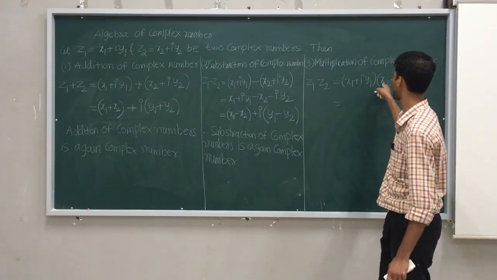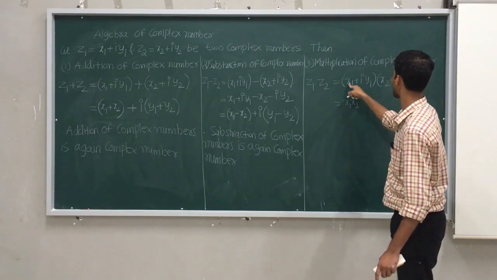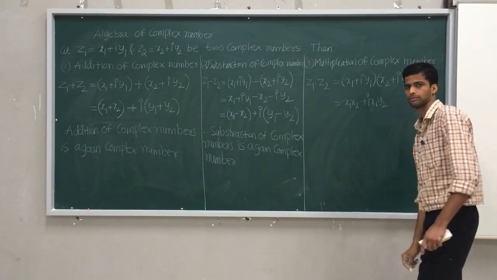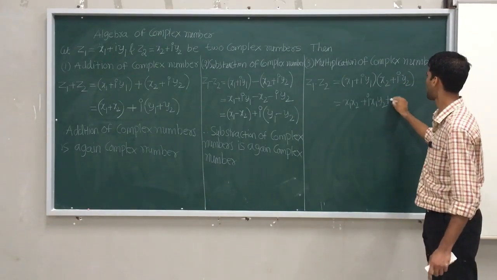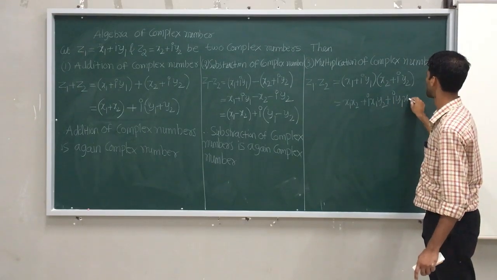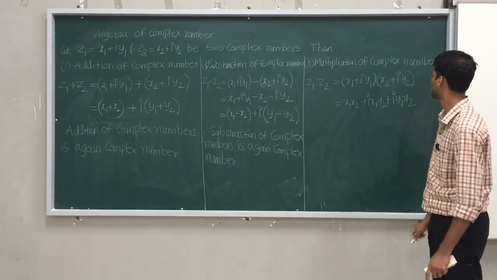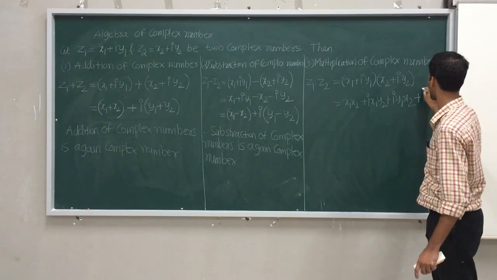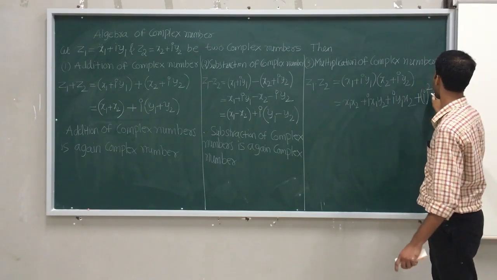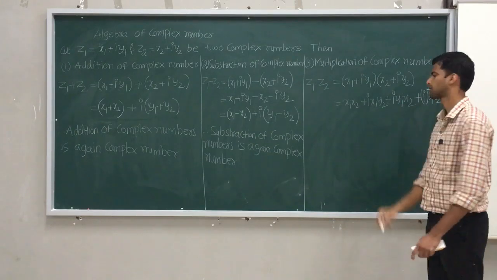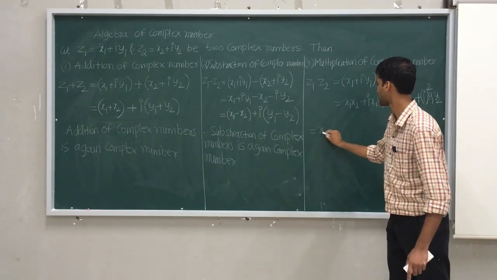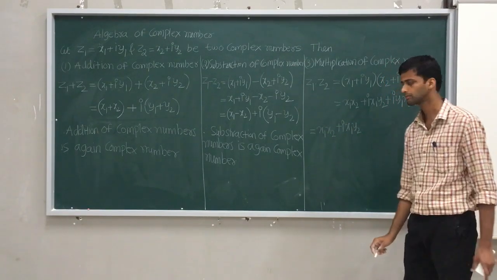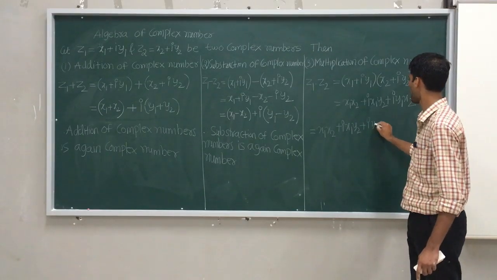Simply multiply x1 into x2, that is x1 x2. Then x1 times iy2, that is i times x1 y2, plus i times y1 x2. Now plus into plus, plus i into i square, y1 into y2. So I'll write here x1 x2 plus i x1 y2 plus i y1 x2.